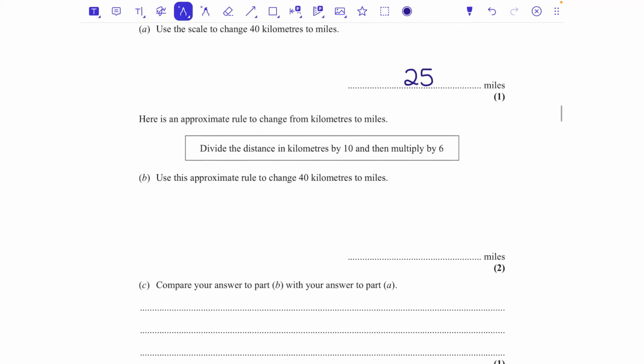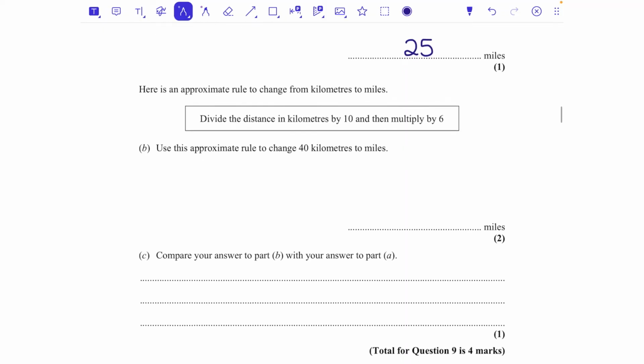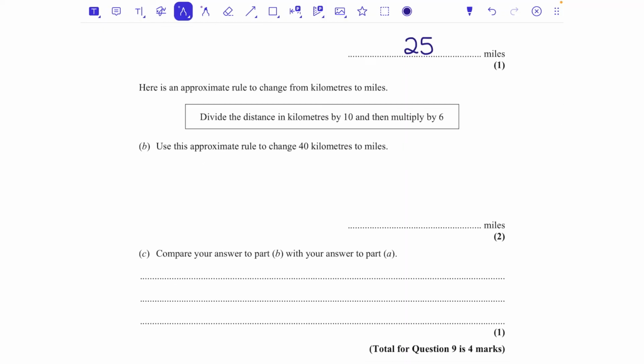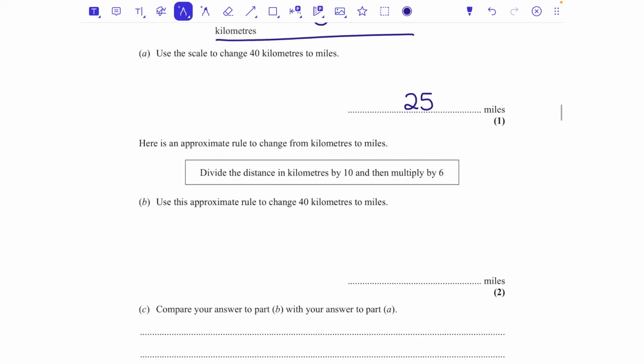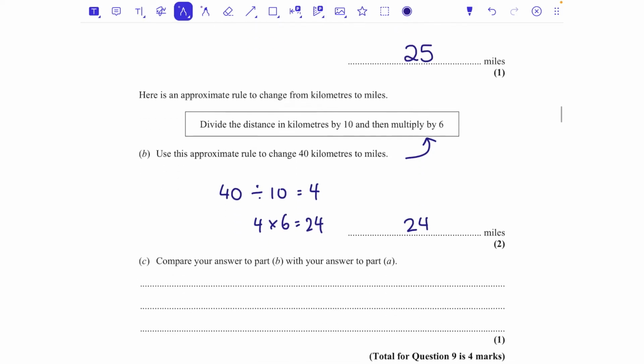Here is an approximate rule to change from kilometres to miles. Divide the distance in kilometres by 10, and then multiply by 6. Use this approximate rule to change 40 kilometres to miles. So we've just done 40 kilometres to miles. Now we're doing it in a different way. We're going to use this rule. So 40 divided by 10, that's 4. And then multiply by 6. So 4 times 6 is 24. There we go.